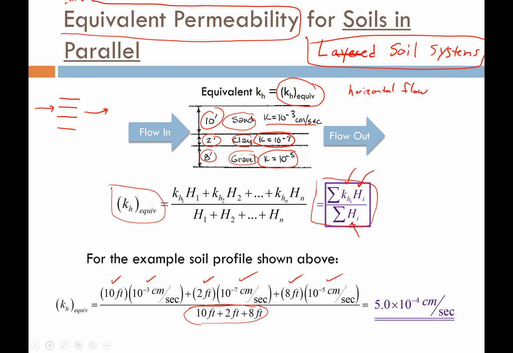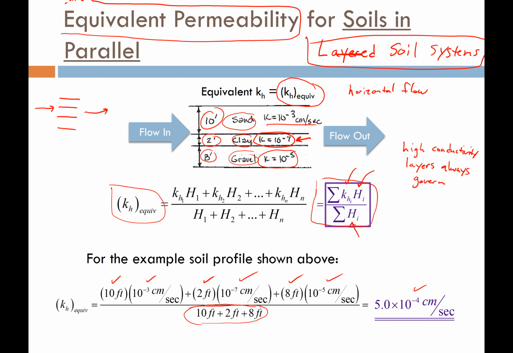Now wait a second. I have a 10 to the minus 7th layer right there. That's crazy. Why is this so high? Well, it's because when I have flow through soils in parallel, the high conductivity layers are always going to govern. My equivalent conductivity is going to be pretty close to whatever my highest hydraulic conductivity is in my system.